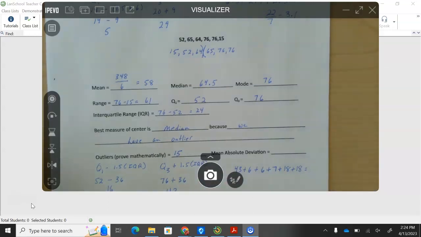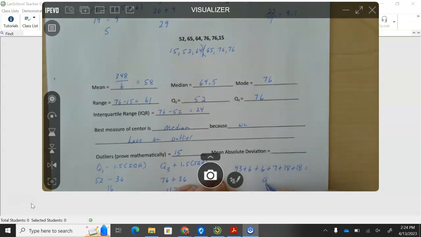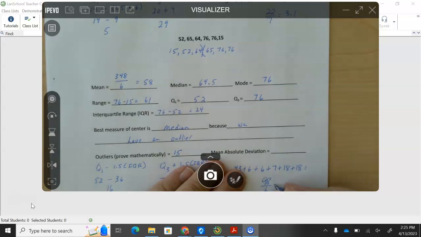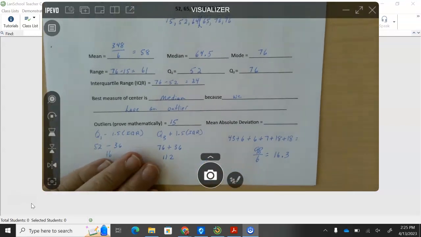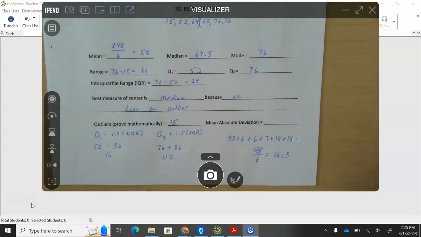So we get our total now. See what we got for a total. 98, divided by, we have 6 numbers. So we get 16.3 repeating, and we're just going to round that to 16.3. All right, everybody. Great job. Hang in there. You got this.